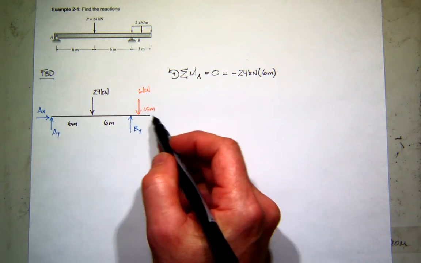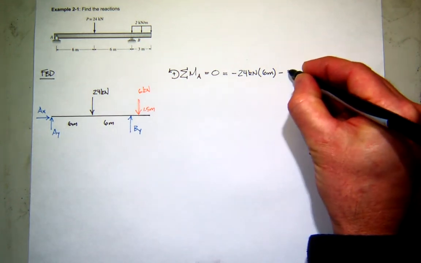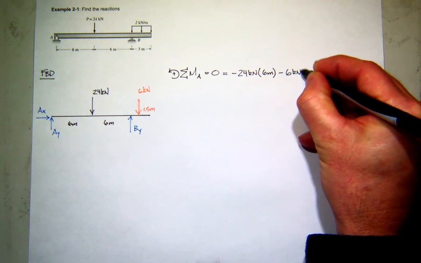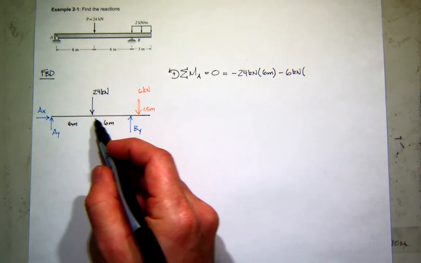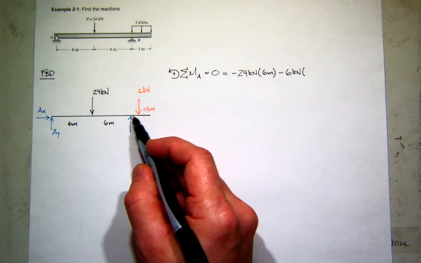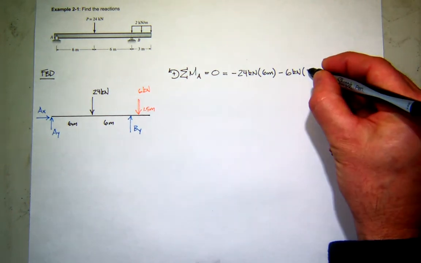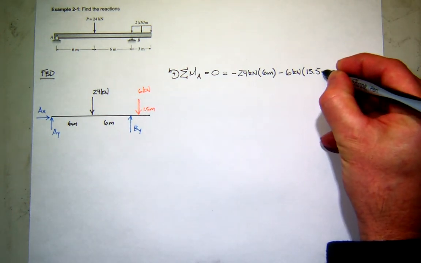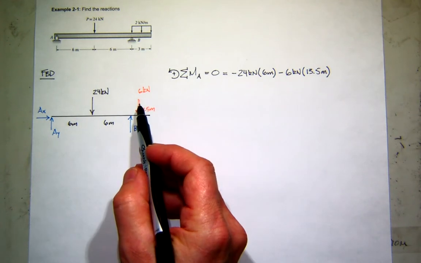So I'll just bump it up and do it again for the 6 kilonewton, the equivalent force. It's also negative. The force is 6 kilonewtons. That's the force. What's the distance? Well, that's 6 plus 6. And that little distance, I didn't write it in there, but it's 1.5. So that'll be 13.5 meters. So now I've accounted for the moment of the applied forces.